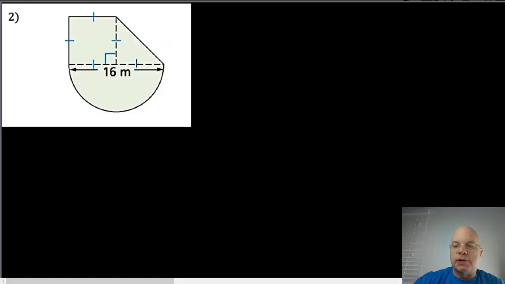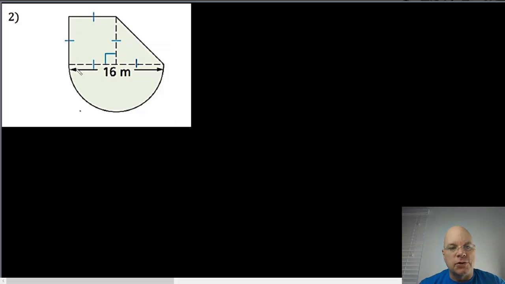On tonight's homework, we're doing some problem solving by finding composite areas. Composite areas are areas that are composed of more than one shape. So when you look at problem number 2, you see that this bottom part of the shape is a semicircle, one half of a circle. But when you look at the top part, you've got some different options.